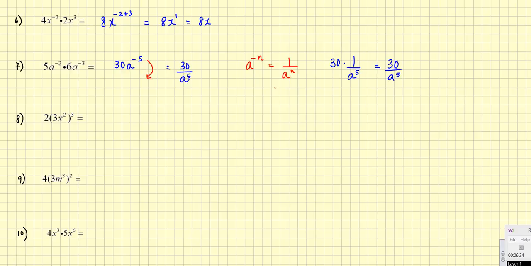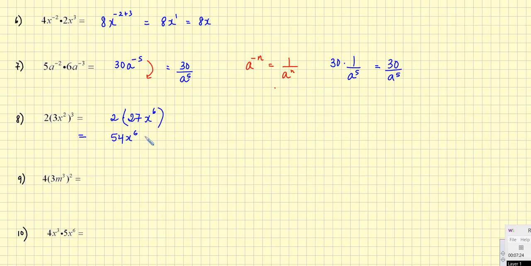Alright, if we take a look at the next example, it has 2, and now we've got only 3x squared raised to the power of 3. So everything inside the parentheses will be raised to the power of 3. So 3 cubed will give me 27, and then x squared cubed will give me x to the power of 6. And then my final answer is going to be 2 times 27, and 2 times 27 is 54, and then that's just multiplied by x to the power of 6.